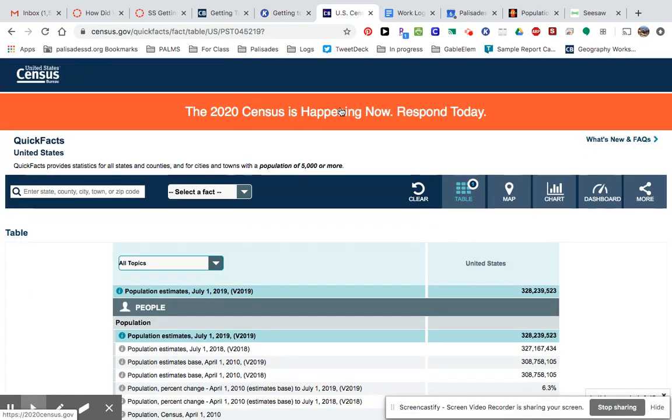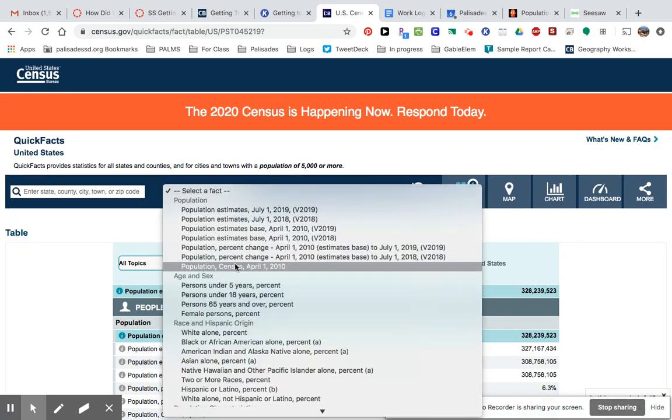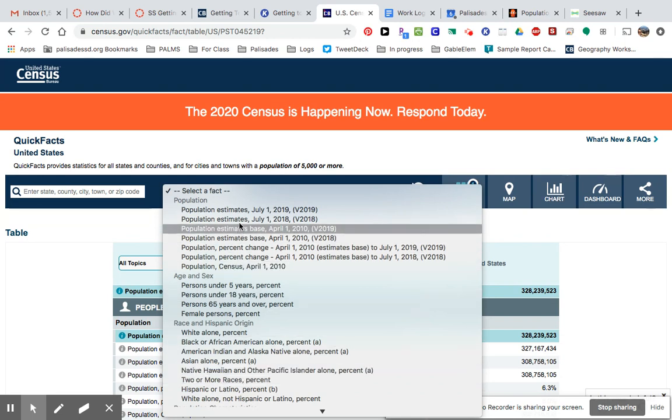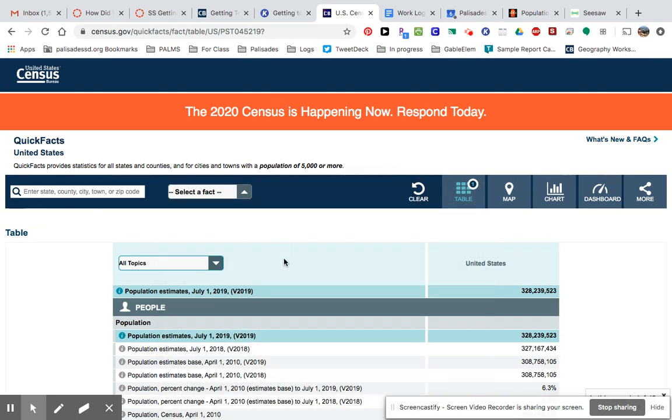Before we get into the comparison, let me just show you this website. It really is cool. First of all, you can look up any state, county, city, town, or zip code, and then you can narrow down exactly which data you want. But what I really enjoy is just playing around with some of these tools and views.